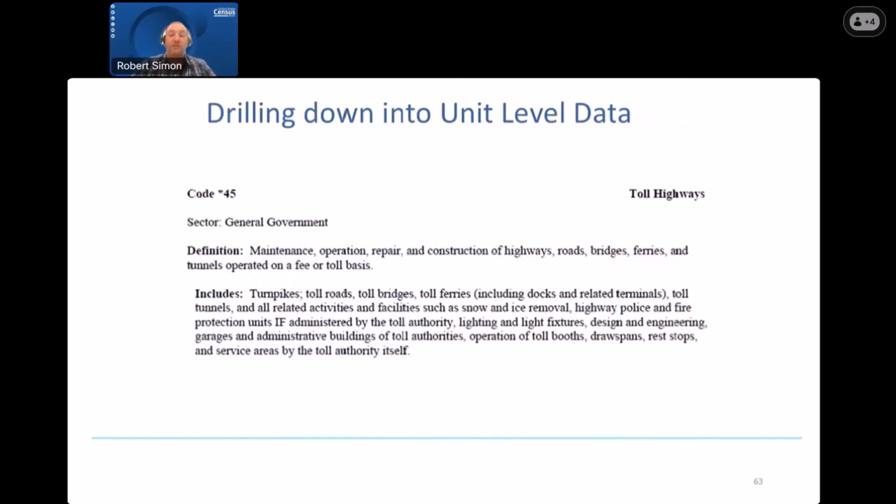Unit level data allows for two things. First, it allows you to focus on a specific government level that matters to you. Second, it allows you to look at specific items that concern you. One example I have here is Code 45, known as toll highways. I've included the definition from the classification manual as well.